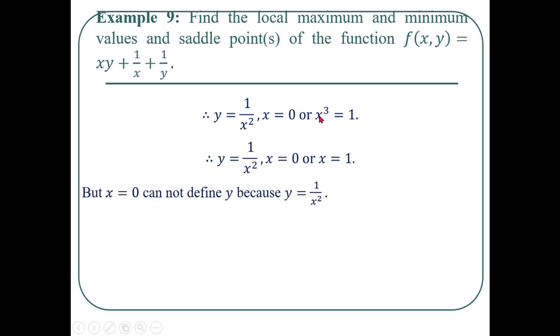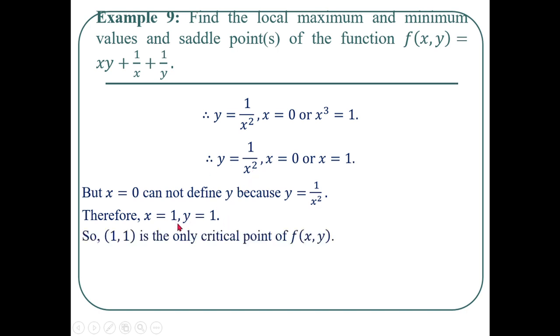Okay, and this x cube is equal to 1 valued only for the real value of x, that is equal to 1. So we will get x is equal to 1 and y is equal to 1 upon x square. That means y is equal to 1 upon 1 square, which is again equal to 1. Therefore (1, 1) is the only critical point of f of xy. Now we have to decide whether it is a saddle point or local minimum or maximum.